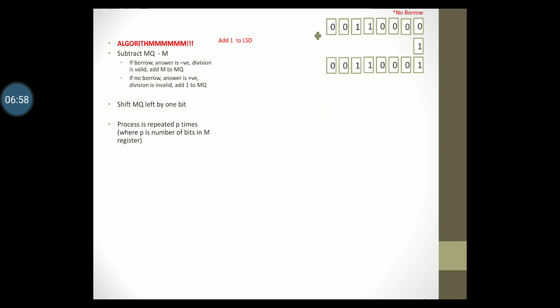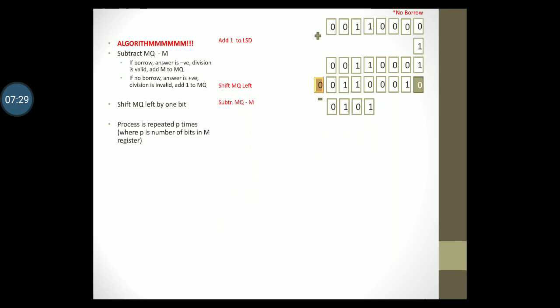As per step 2 of the algorithm, we now need to shift MQ left by 1 bit. Shifting MQ left by 1 bit looks like this. Since we have shifted 1 bit out, another bit has to enter from the right side. That bit is 0. This completes 3 times of the entire process. We need to repeat this one more time.